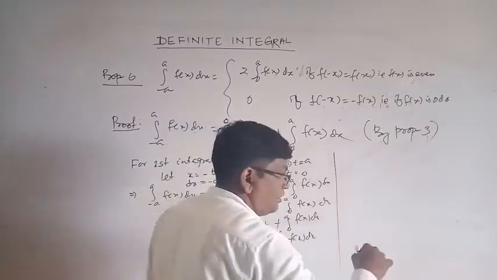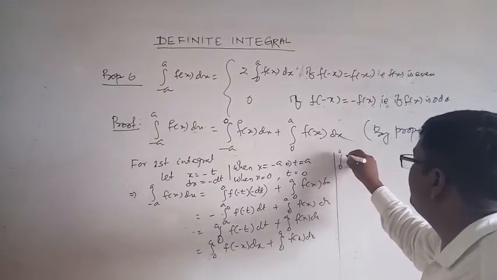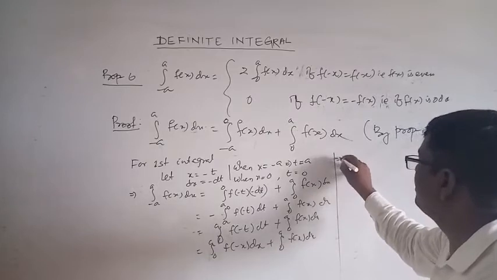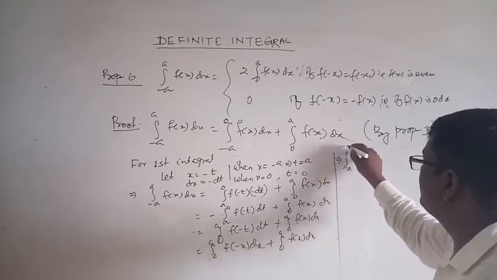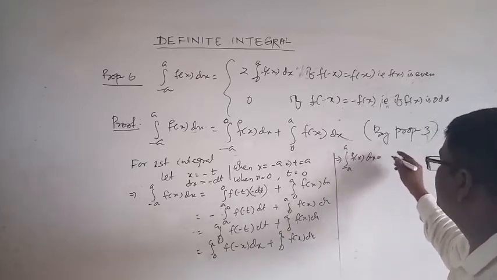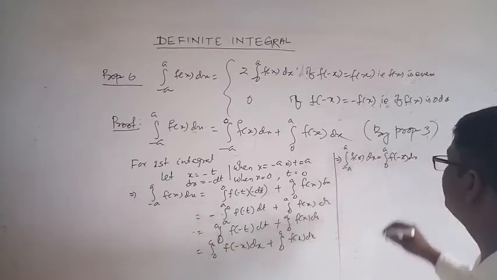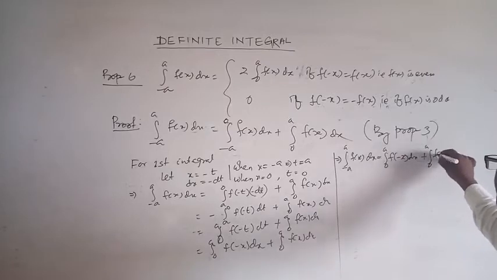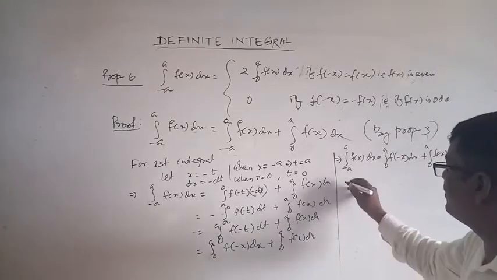So what happens here? The integral from minus a to a of f(x) dx is equal to the integral from minus a to 0 plus the integral from 0 to a of f(x) dx. Substituting for the first part, this is the integral from 0 to a of f(minus x) dx plus the integral from 0 to a of f(x) dx. Okay, case 1.